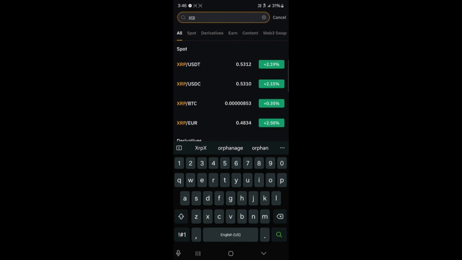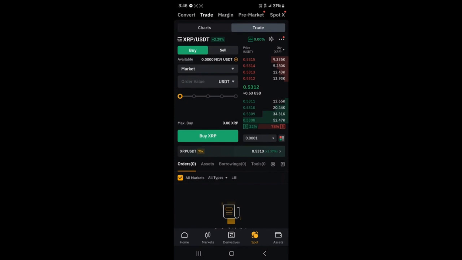Convert cryptocurrency to USD. You can also convert XRP to other crypto by going Home, More, Convert, and selecting XRP, entering the amount and confirming the exchange.